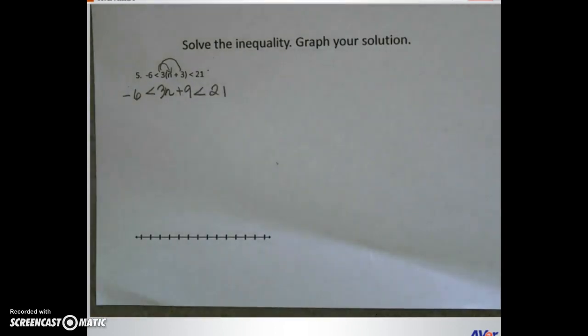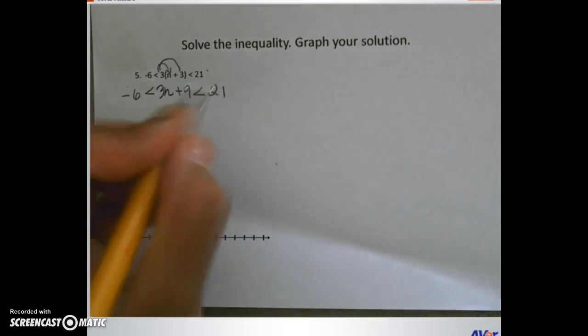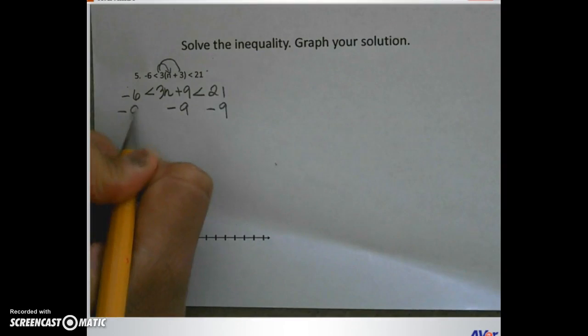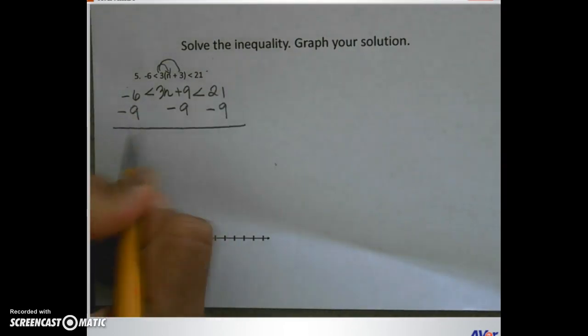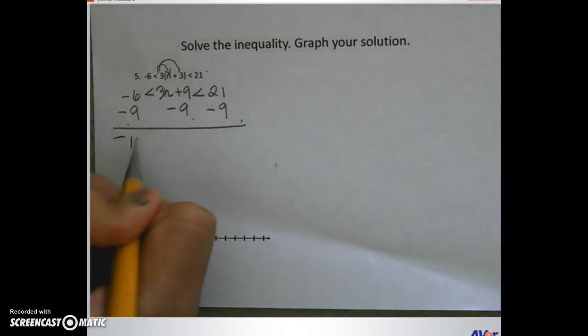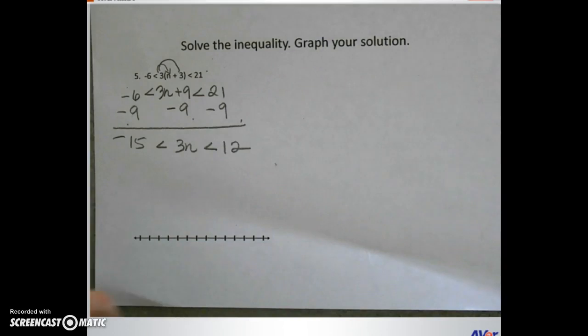Now, again, with my handy dandy pencil, I'm going to cover this and say, well, now what would I do? If that wasn't there, Misfits, I would subtract 9. Typically you would say, I'm going to subtract 9 on both sides. But now you have 3 sides, so you just hit it, boom, boom, and boom. Only new thing, just one extra time. So I have negative 15 is less than 3n and less than 12.